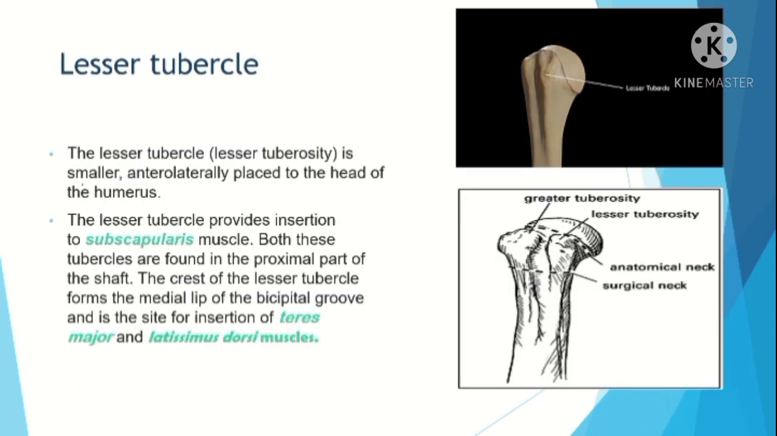Now the lesser tubercle. Lesser tubercle has only one muscle. Always remember, greater tubercle has three muscles, lesser tubercle has one muscle. Which is that muscle? Subscapularis muscle. You can see the subscapularis muscle is found here.